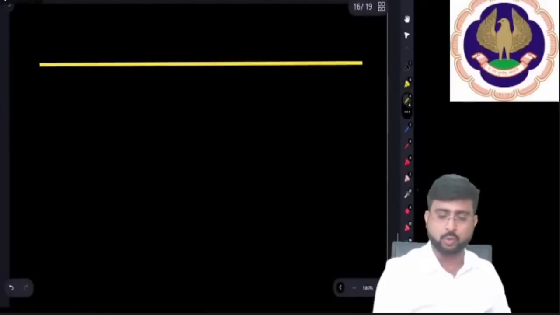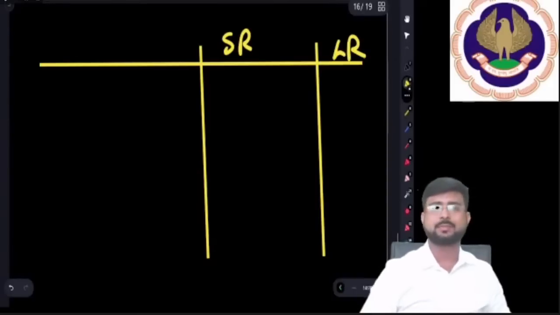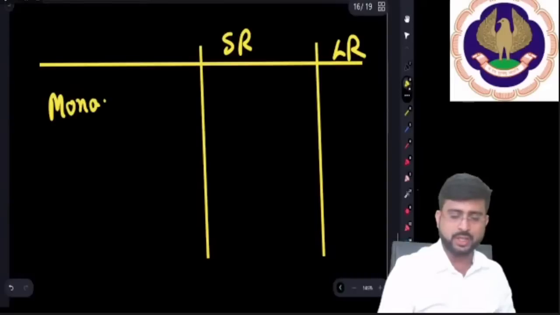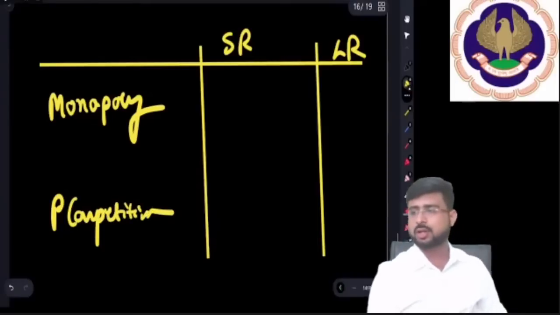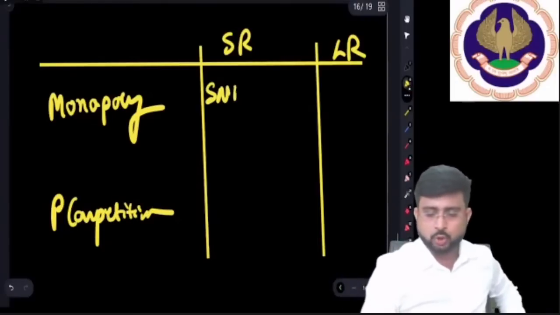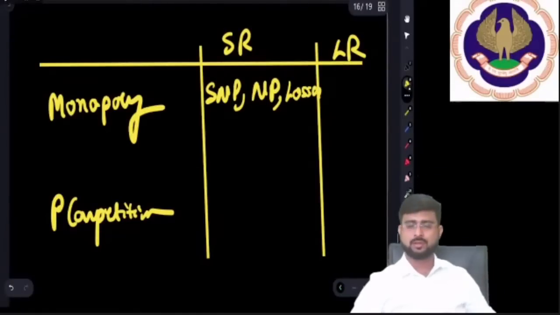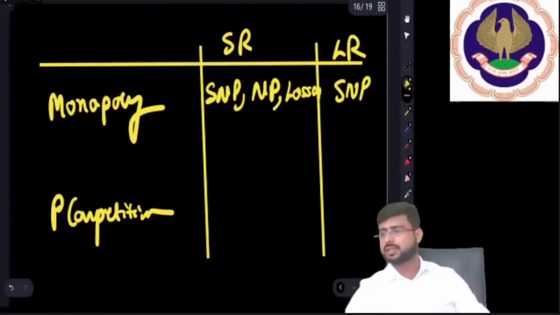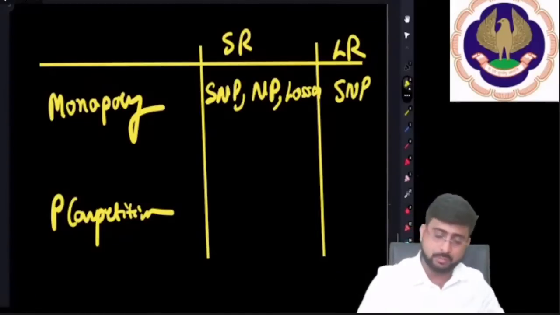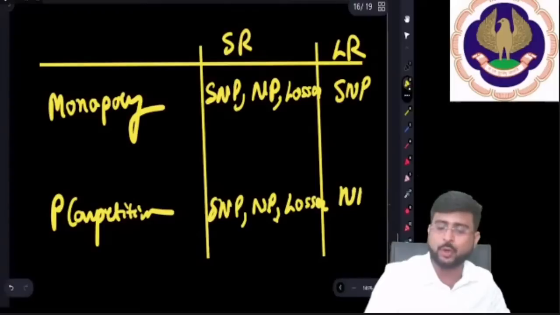Let me draw a chart for you. Short run, long run. If it's a monopoly, in the short run, they can make supernormal profits, normal profits, or they can incur losses. But in the long run, monopolists will only make supernormal profits. Draw this chart, everybody. In a perfectly competitive firm, in the short run you make supernormal profit, normal profit, or losses. But in the long run, you are only going to make normal profits.